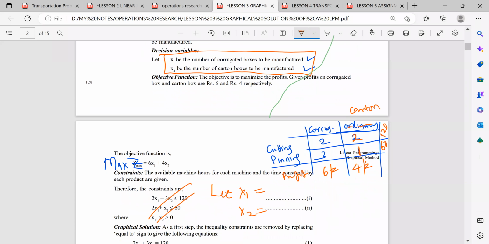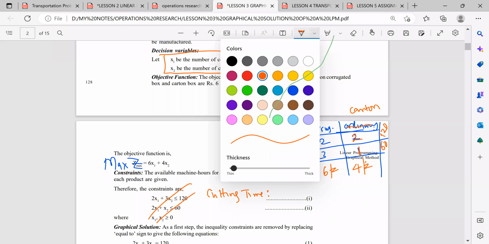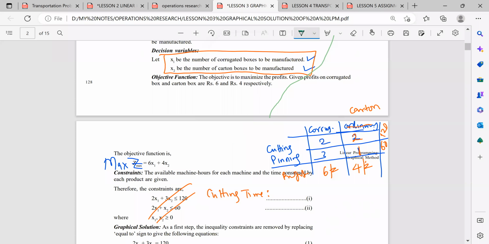So let's allocate this resource. Let's allocate the resource cutting time. That's a resource that we have. What is the inequality, or what is the constraint that represents that? We have less than or equal to 120 cutting time. So how are we going to allocate it? How is our first constraint?